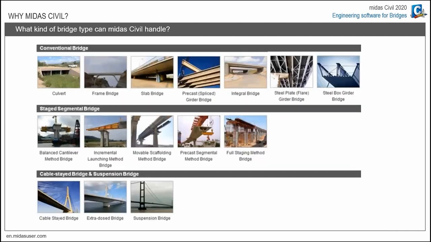Okay, the second question that comes to mind is, what kind of bridge projects can be handled by MIDAS Civil? So the answer is, starting from conventional simple types of bridges such as culverts, slab bridges, and frame bridges, to complicated bridges such as cable-stayed and suspension bridges can be handled in MIDAS Civil. And not only this, various types of construction techniques such as balanced cantilever method, incremental launching method, and movable scaffolding methods can also be incorporated in the analysis and design of bridges in MIDAS Civil. So starting from basic conventional to complicated bridges, as well as various types of construction methodologies can be incorporated in MIDAS.